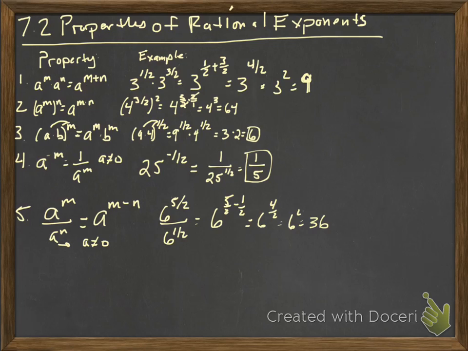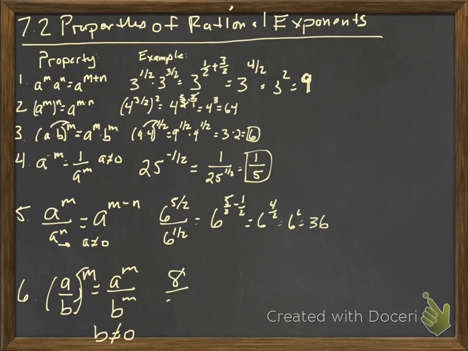And the last property that we're going to be using in this section is the power of a quotient property. If I have a over b raised to the m, you know you can distribute the m to the numerator and denominator, so it's going to be a to the m over b to the m. Of course, b is non-zero. That's all we have to do.